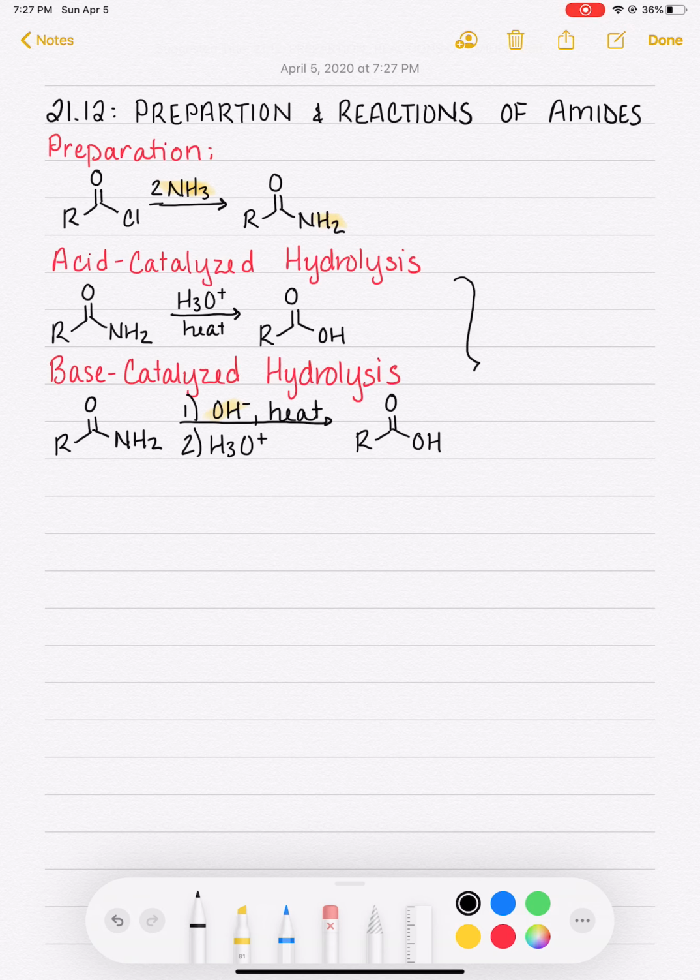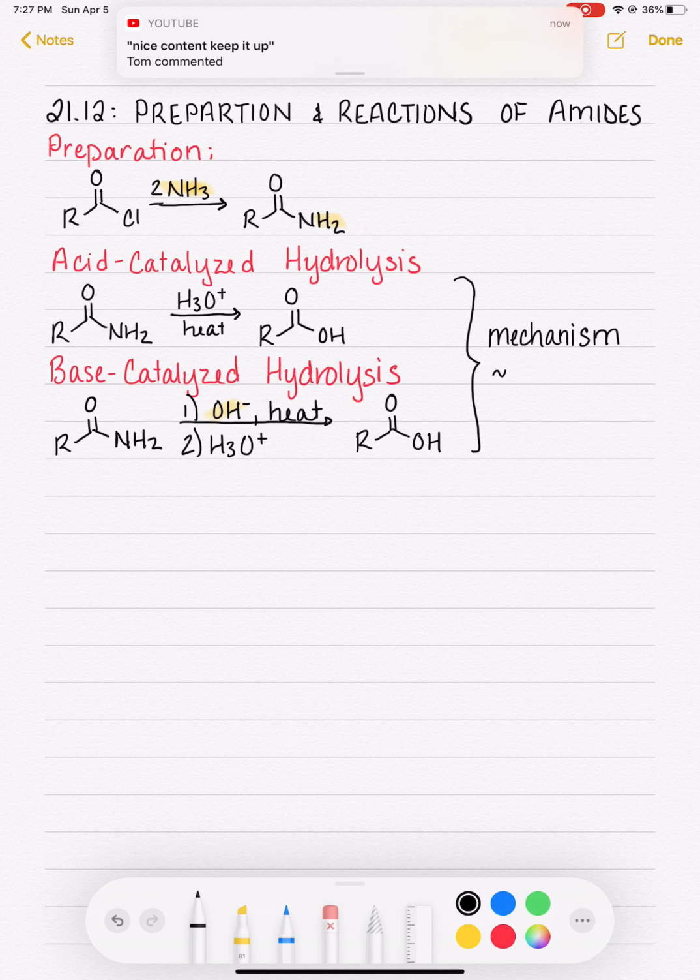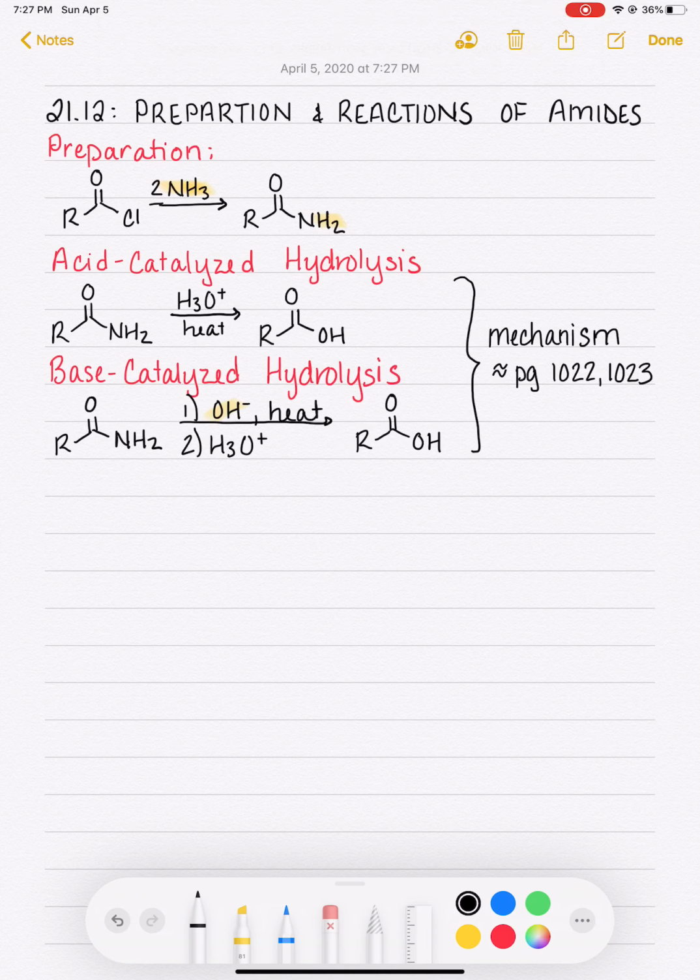And for both of these reactions, if you're curious about looking at the mechanism, it's nothing tricky. It's the same type of mechanisms that we've been looking at in all the reactions in chapter 21. The mechanism is around page 1022, 1023, depending on which edition you're using. You should be able to find it, no problem.